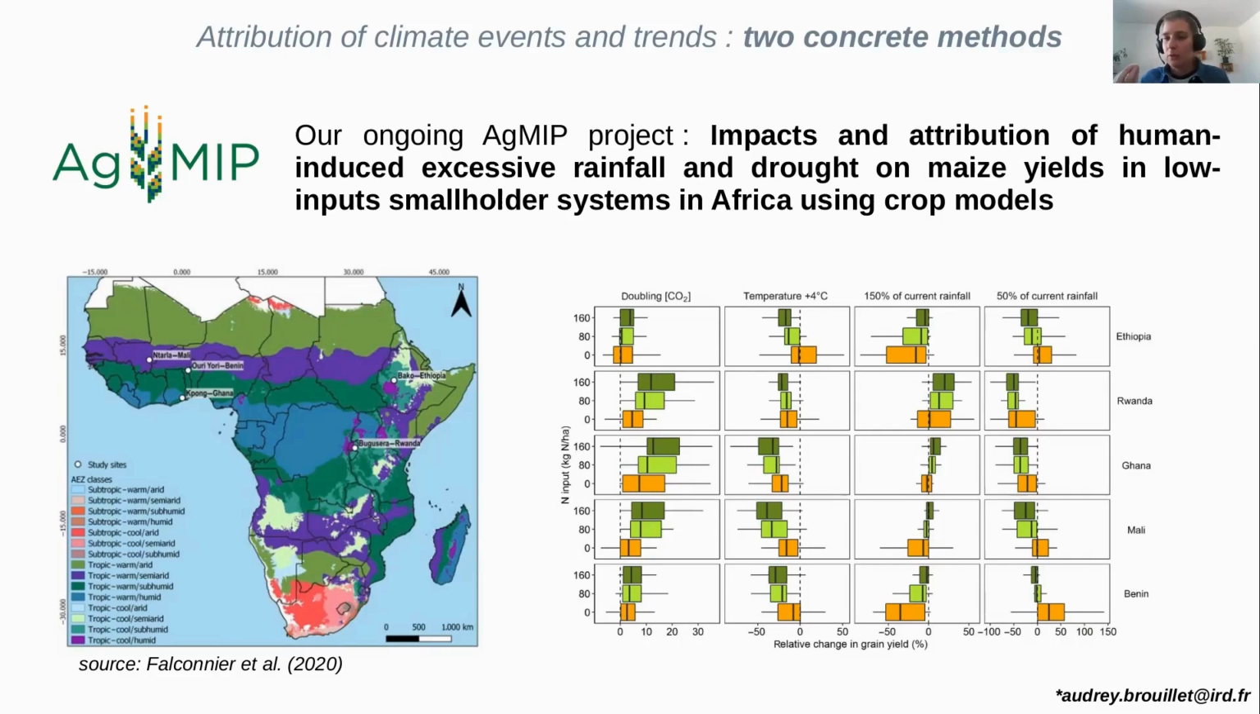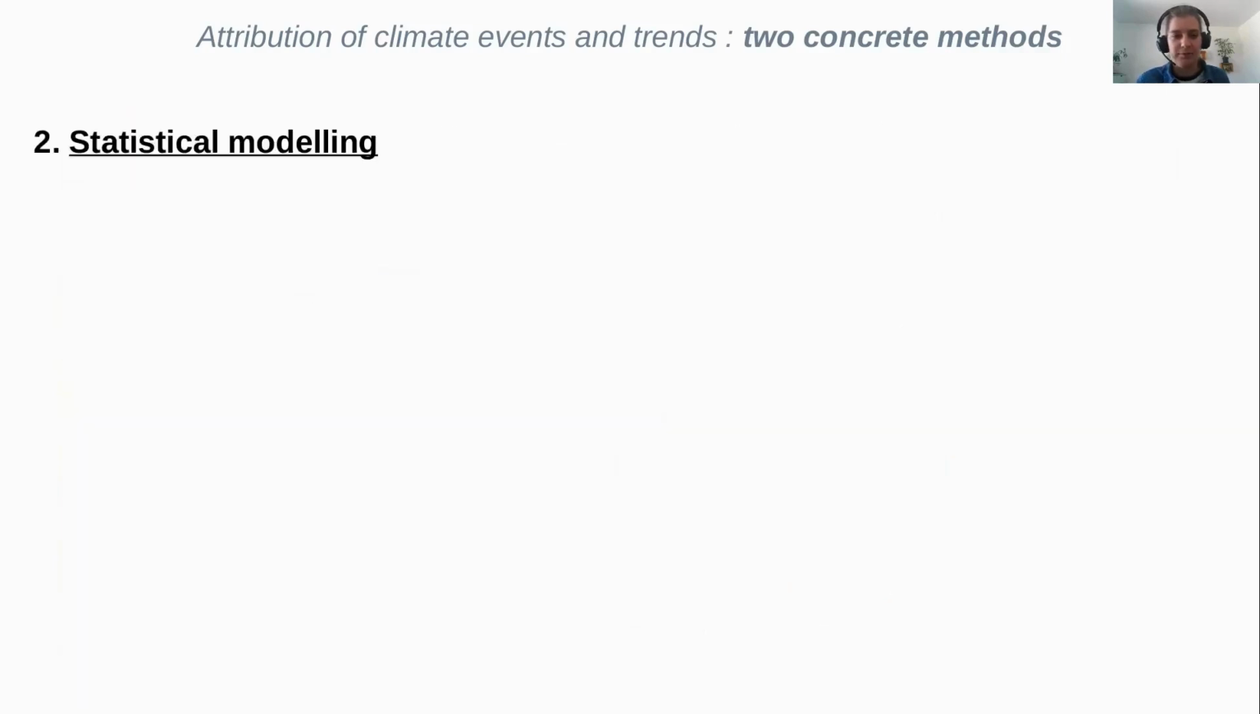fertilizer, what is the impact of global warming, and how adding fertilizer can adapt crop yields to counteract, let's say, global warming effects. So this is the kind of attribution study, in terms of impacts on agriculture, we are currently conducting, and we hope to provide some results by the end of the summer, but well, a lot of things to do, obviously.